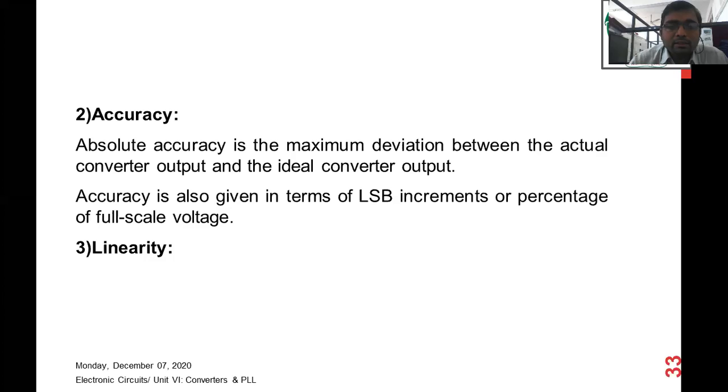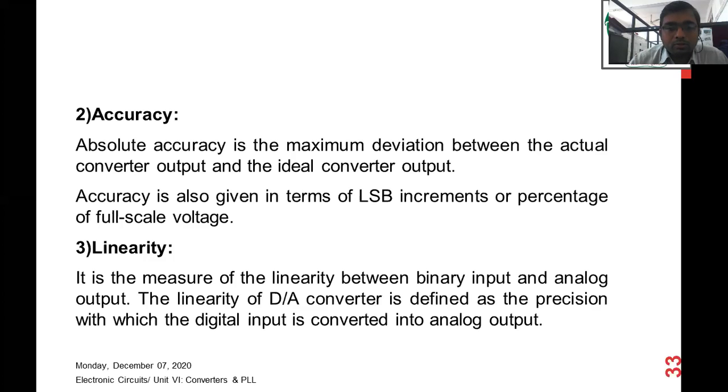The third specification is linearity. It is the measure of linearity between binary input and analog output. The linearity of a digital to analog converter is defined as the precision with which the digital input is converted into the analog output. And generally there is a term very frequently used, that is linearity error, in the specification of a digital to analog converter.